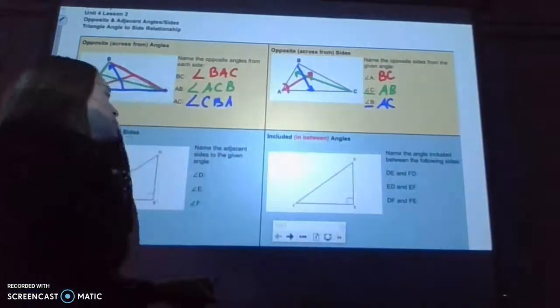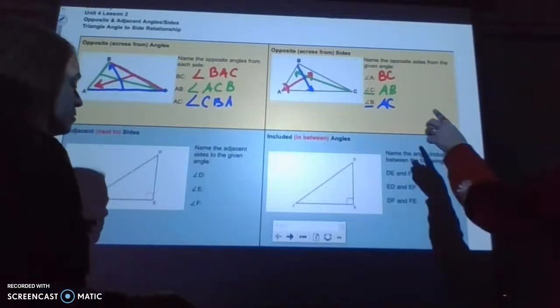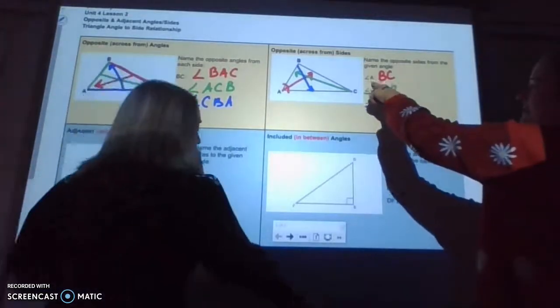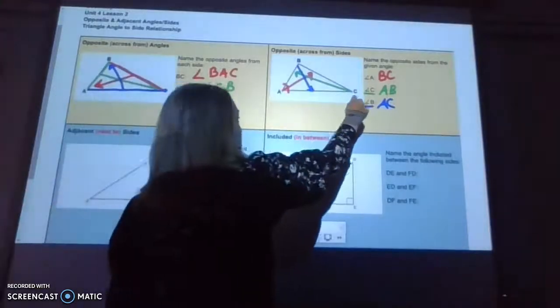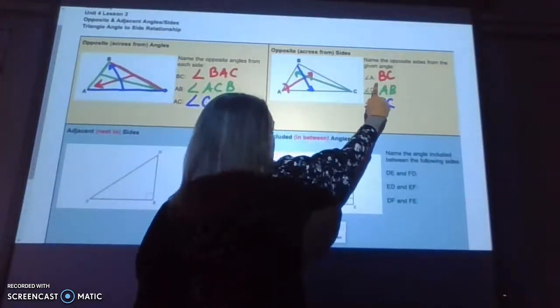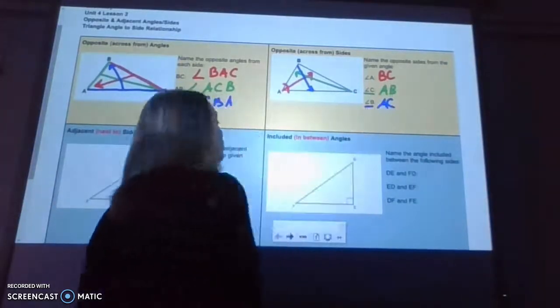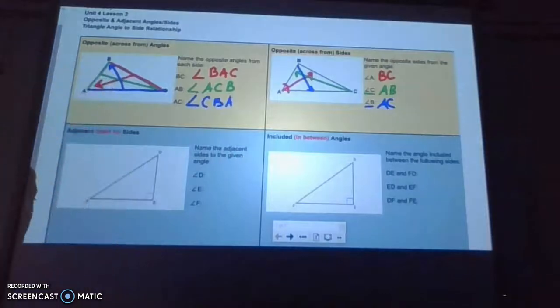I noticed something, Miss Cintron. Am I allowed to say what I noticed? Please do. I noticed that if I used the angle A, then it's the letters that weren't part of the angle that are my side. So A, B, C are in the triangle. I used A, B, C is left. She used C, A, B is left. Used B, A, C is left. That's a very good observation.